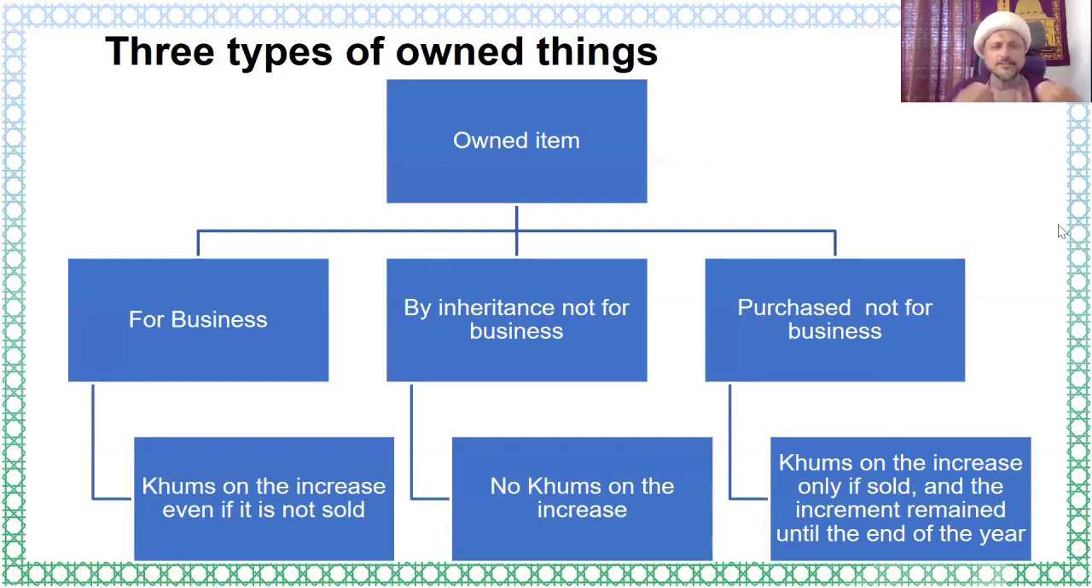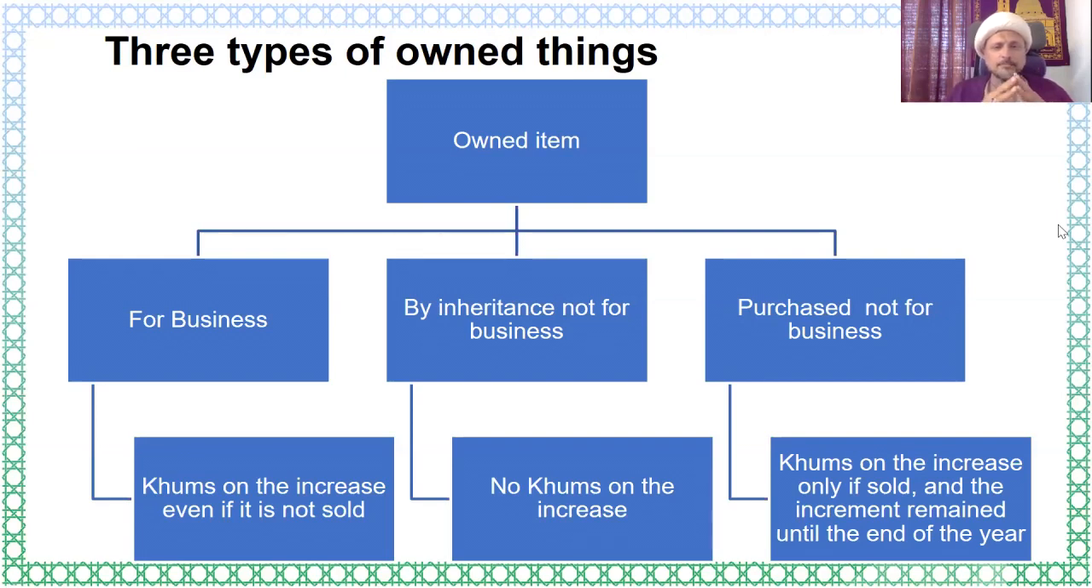Number two, not prepared for business and you inherited it. $100 garden, you sold it $200. No khums on it, no khums on the 100 extra. Why? Because it was inheritance, it was dowry. We mentioned these. If you want to know this, go back to the previous session. So no khums on the increased value. You sold your garden for 200, you got it from your father, no khums on it.